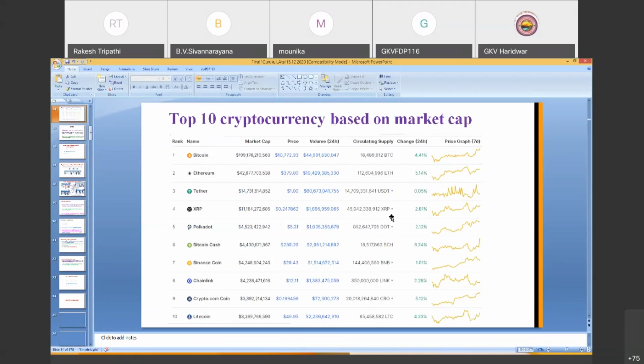Now the top 10 cryptocurrencies based on market cap are Bitcoin, Ethereum, and so on. You can see these are the top 10 cryptocurrencies. Bitcoin, Ethereum, Bitcoin Cash, which has come out of Bitcoin only, and then there is Litecoin, Monero, Zcash. There are more than 3,000 cryptocurrencies, and every day you will find new cryptocurrencies entering the market.